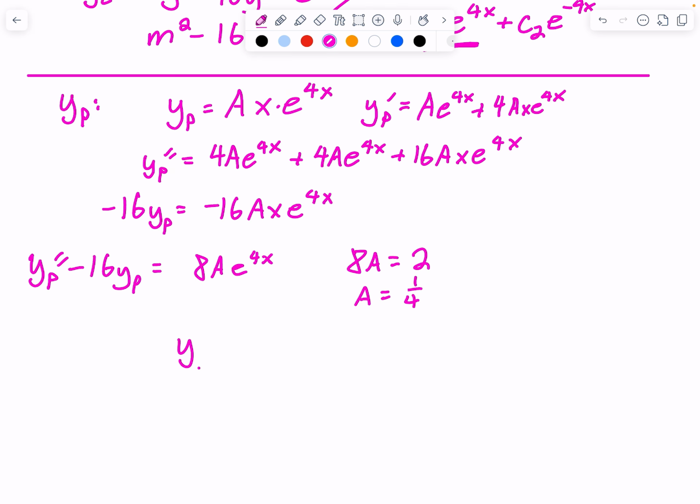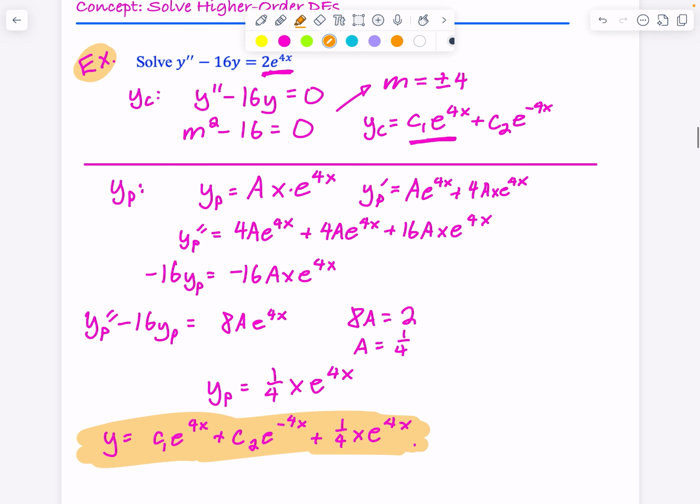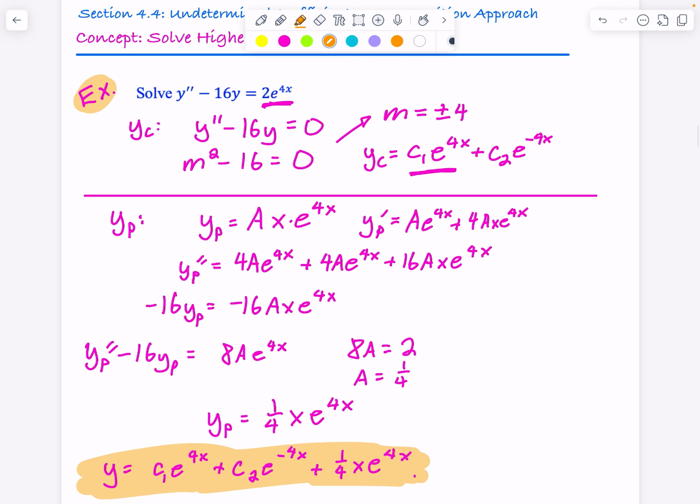So my particular solution then is going to be 1/4 x e to the 4x, which gives me a general solution of c1 e to the 4x plus c2 e to the negative 4x, and then I put on the particular solution. So notice the method is very, very repetitive. You just got to be able to know when to use it. How to know when to use it would be when you see constant coefficients, and then you see that the right side is some type of predictable function.